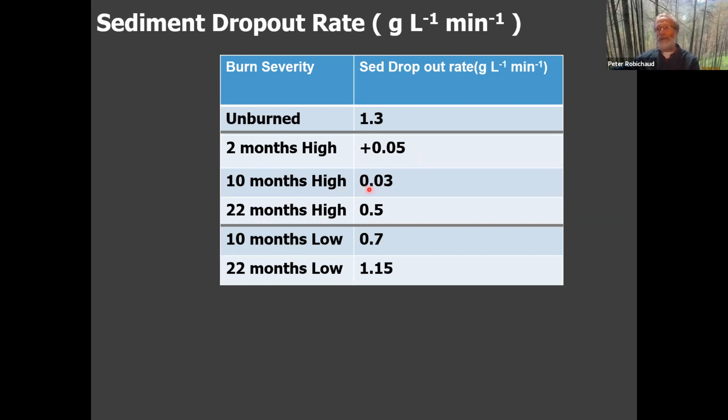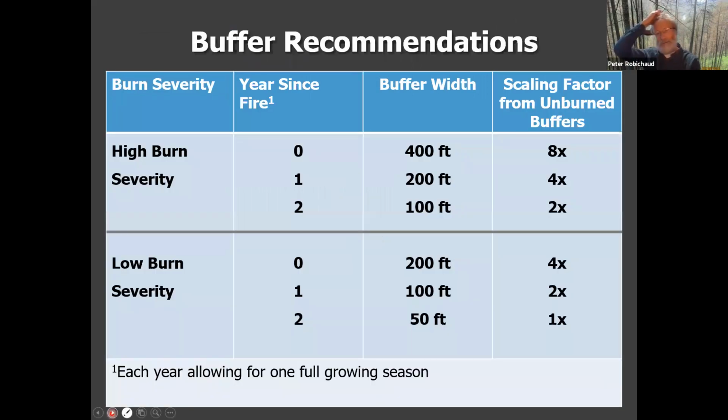10 months, we dropped it out at 0.03. 22 months, we dropped it at 0.5. Okay. A low severity fire, 10 months, we dropped it out at 0.7. And then we increased the amount that we drop out 22 months later. So the time and the severity changed how much sediment gets dropped out. So we combine that information and we come up with a table that would give us an idea of how wide the buffers need to be to reduce the amount of sediment getting into that stream.